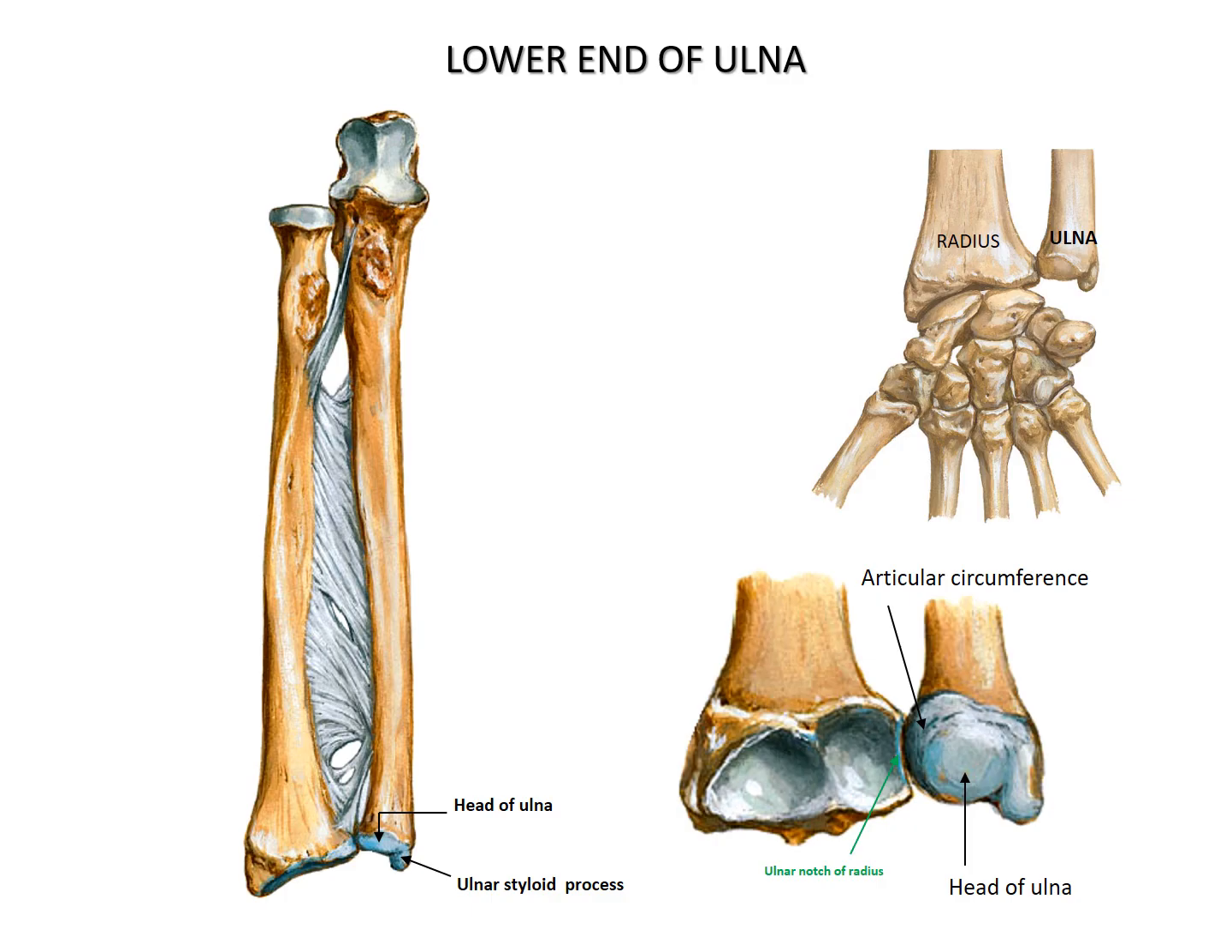The lower end of the ulna consists of the head and styloid process. The head presents a convex articular surface on its lateral side for articulation with the ulnar notch of the radius to form the inferior radio-ulnar joint. Its inferior surface is smooth and separated from the wrist joint by an articular disc of the inferior radio-ulnar joint. The ulnar styloid process projects downwards from the posterior medial aspect of the head of the ulna.